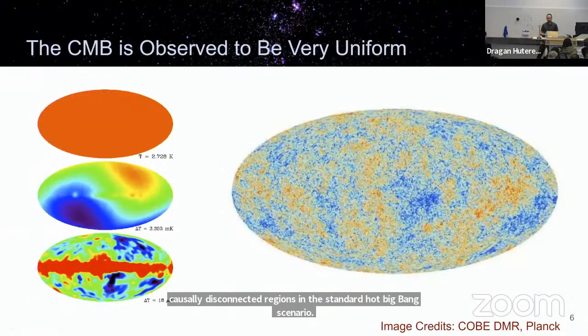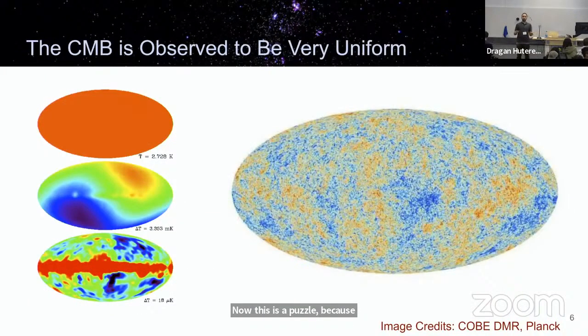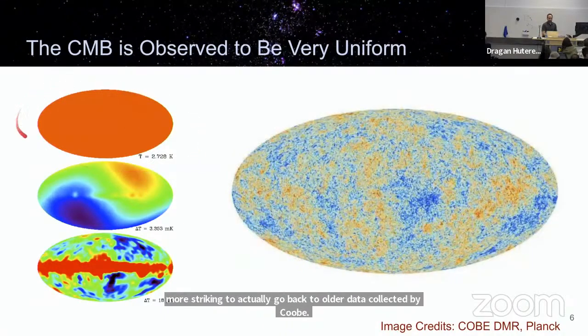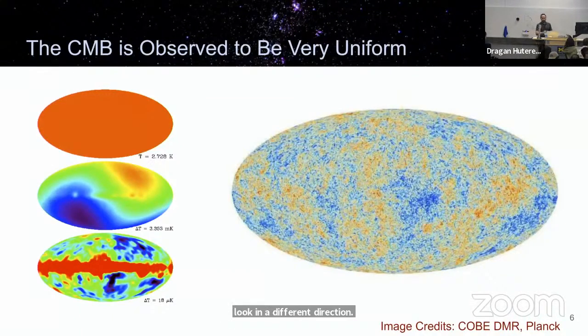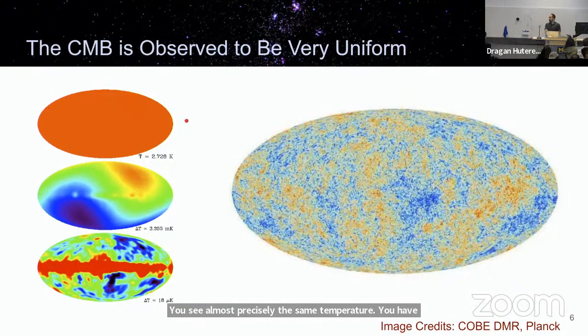Now, this is a puzzle because we observe the CMB to be extremely uniform. These days, we're most often familiar with seeing this image on the right. This is the Planck image of the temperature anisotropies in the cosmic microwave background. You might say things don't look all that uniform. Of course, statistically, things are uniform, but it's much more striking to actually go back to older data collected by COBE. And this is what you actually see when you look at the CMB before you turn up the contrast. So the top there indicates that the CMB is extremely uniform to a very, very high degree. If you look in one direction, you see some temperature. You look in a different direction, you see almost precisely the same temperature. You have to really crank up the contrast to see any deviation from that uniformity.